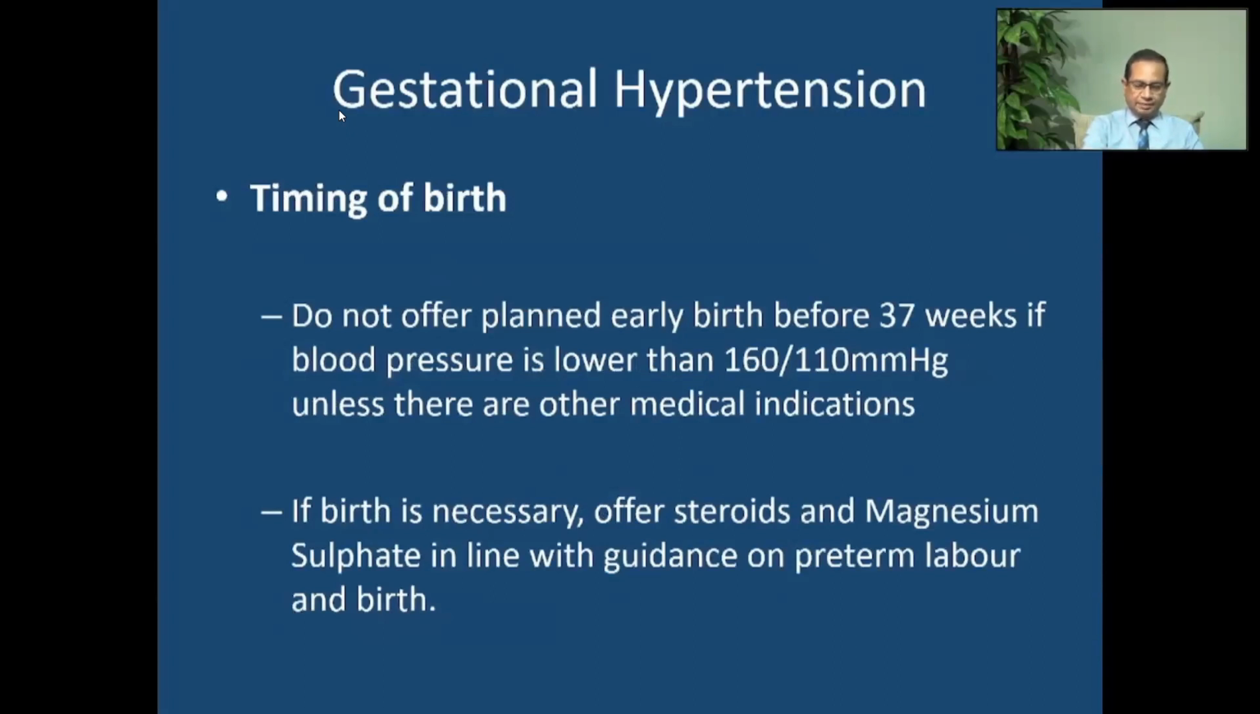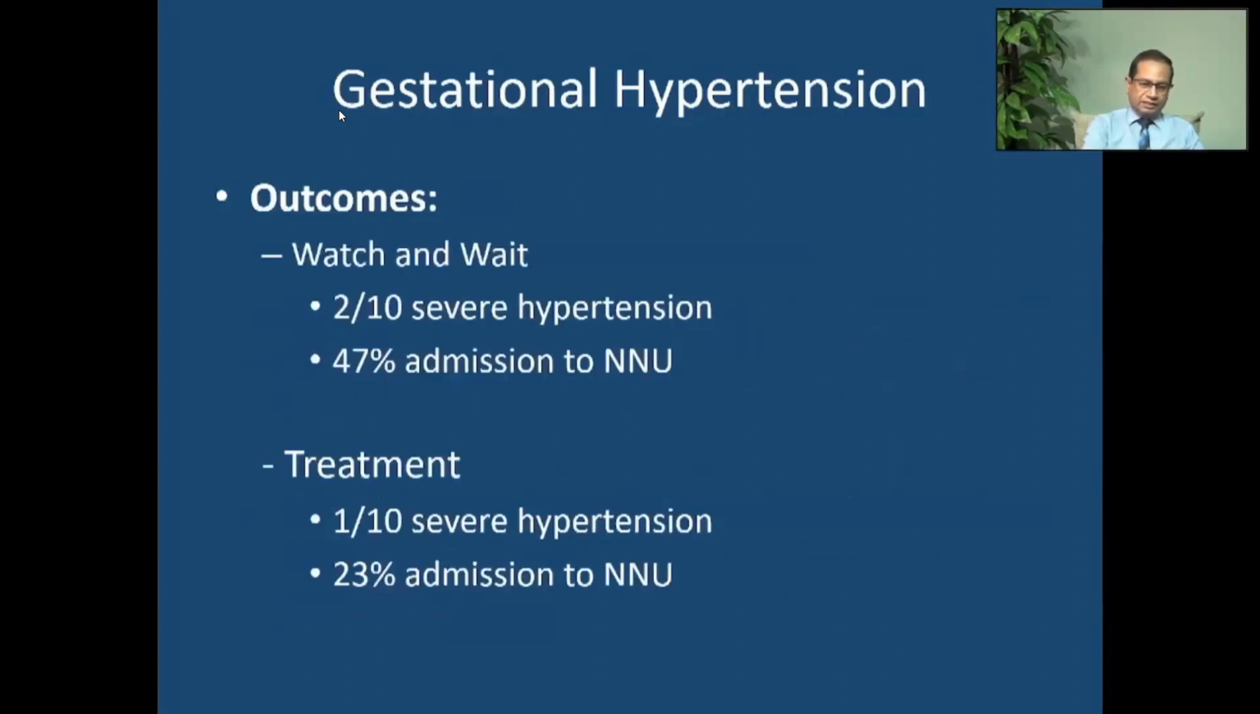If birth is necessary, offer steroids and magnesium sulfate in line with the guidance on preterm labor. There's no difference between chronic hypertension and gestational hypertension in that sense. When compared with watch and wait, where you are not starting treatment, 2 in 10 will develop severe hypertension and 47% have admissions to the NNU. But if the blood pressure is more than 140 by 90 and you start treatment, then 1 in 10 patients went to severe hypertension and only 23% had admissions to the NNU.